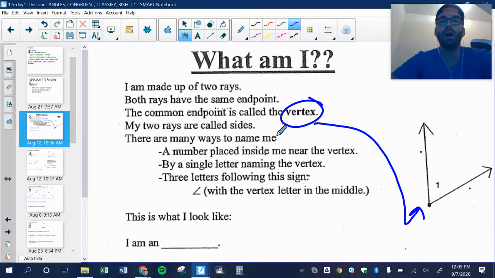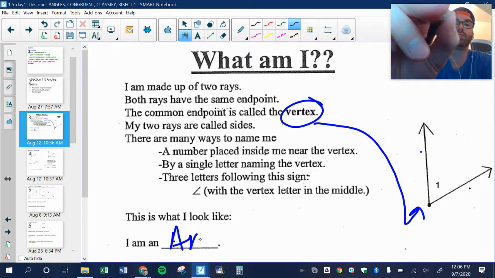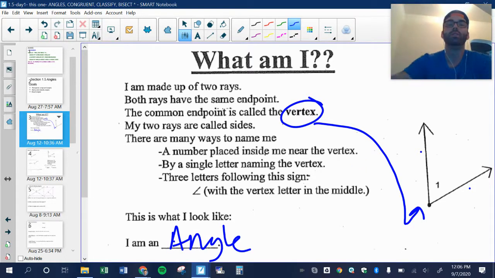Okay. There's many ways to name me. I can be named by the number and side, so we can call this angle 1. We can name by 3 letters or a single letter at the vertex. Hopefully you should know what this is by now. It's an angle. Now, obviously, you don't have to write down every single thing word for word. Just get the gist of it when you're writing this stuff down.